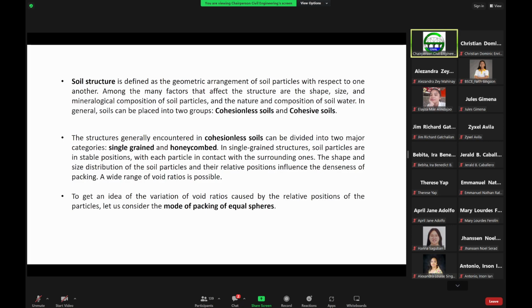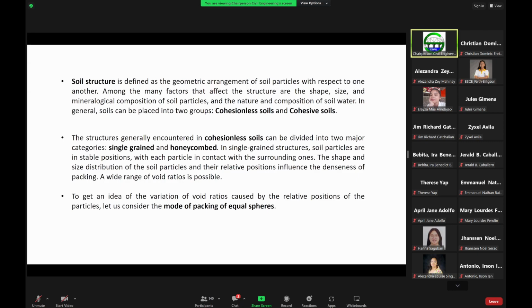So to get an idea of the variation of the void ratios caused by the relative positions of the particles, we can consider the mode of packing of equal spheres. Although in reality we don't have equal spheres for soils, for the moment, to understand why you're having different void ratios, let's check the mode of packing of equal spheres.